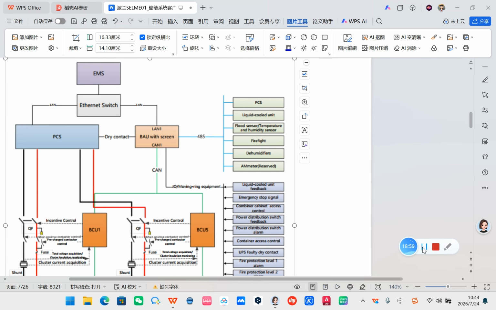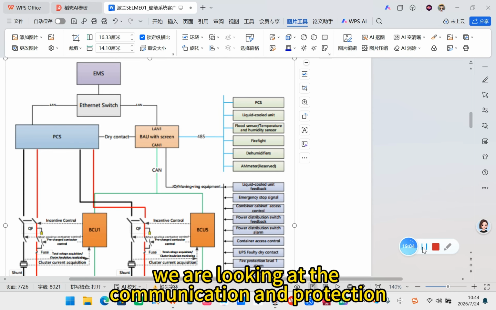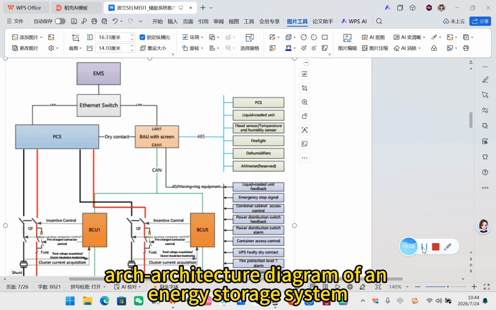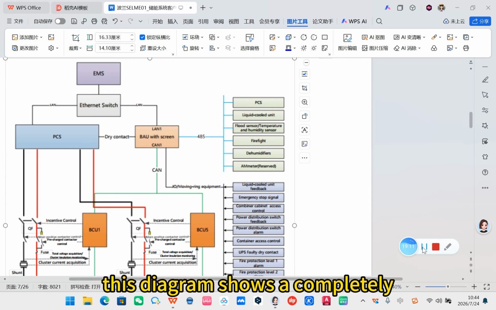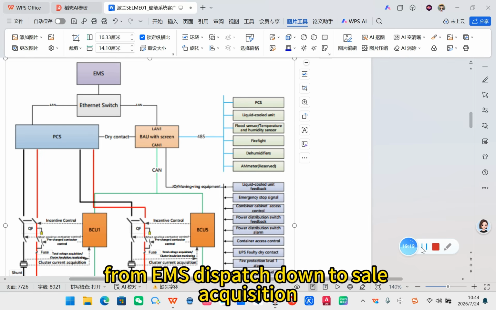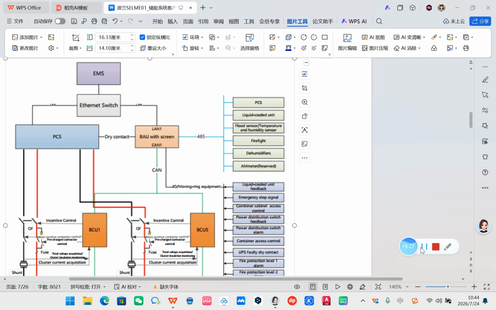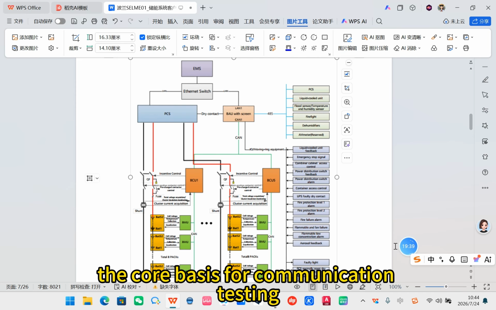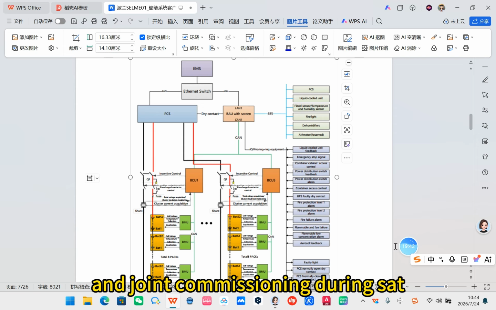First, opening system overview. We are looking at the communication and protection architecture diagram of an energy storage system. This diagram shows the complete ESS container's 4-layer communication architecture from EMS dispatch down to cell acquisition and the 3 major protection chains. This is the core basis for communication testing and joint commissioning during SAT.